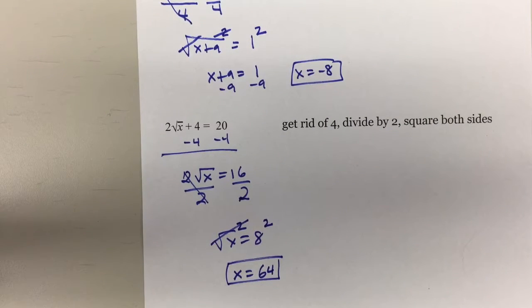So the key step today is that to get rid of a square root symbol, you are going to square both sides of the equation.